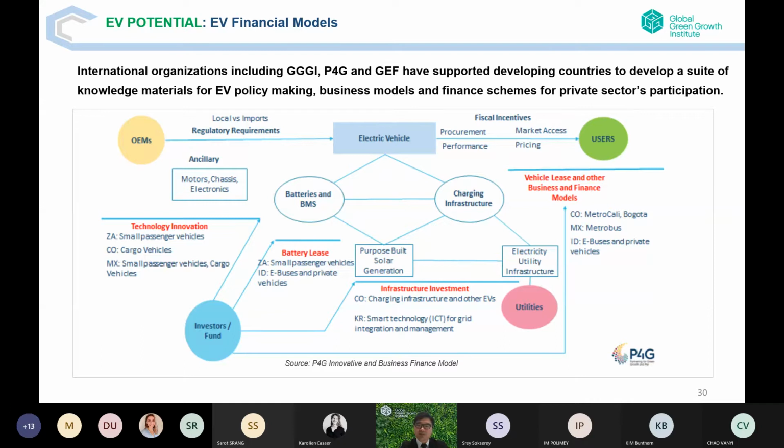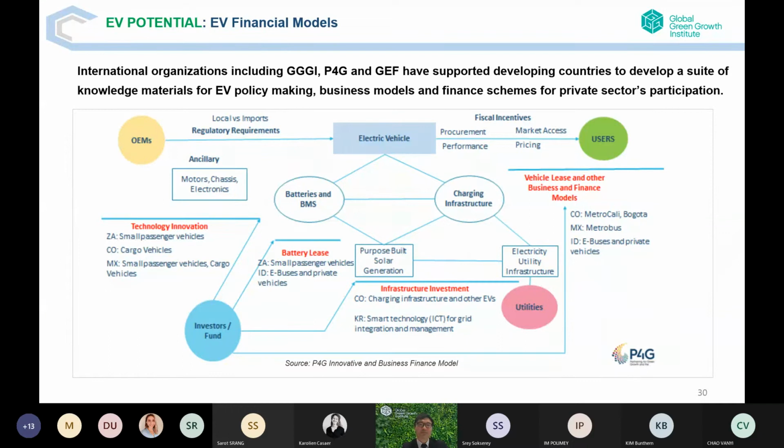P4G is a platform for sustainable development. They try to set up financial mechanisms to facilitate the adoption of electric mobility. They plan to mobilize funding and establish funding schemes to support technology innovation. Sometimes they provide subsidies or loans to the private sector to create new business models such as battery lease, or they invest in infrastructure, establish a consortium, or do vehicle lease and other business and finance models. Like this, many international organizations and governments try to set up financial mechanisms to facilitate the adoption of electric mobility in their countries.